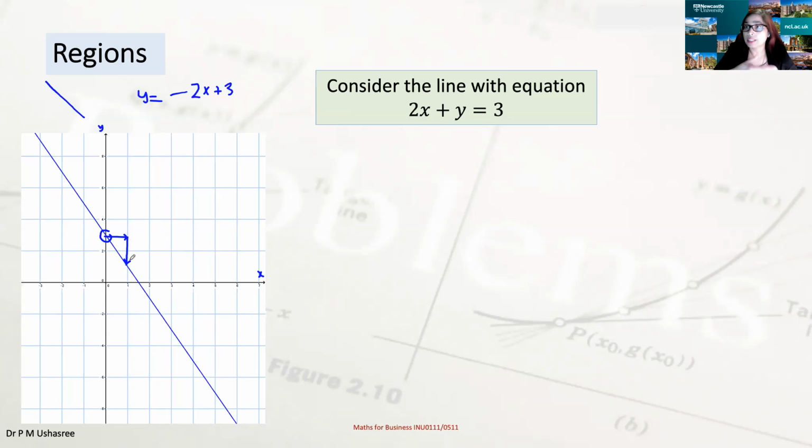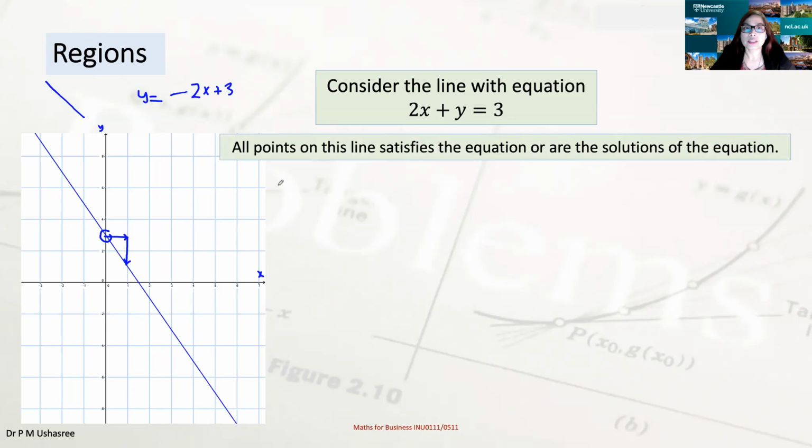That is because it's got a negative gradient. So in such cases, what you do is, now this equation is for the equal to sign. That means all points on this line satisfy the equation, or you can say all the points on this line are the solutions for the equation. That's what it means.